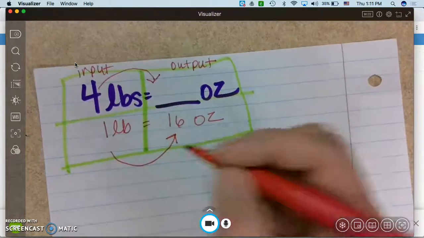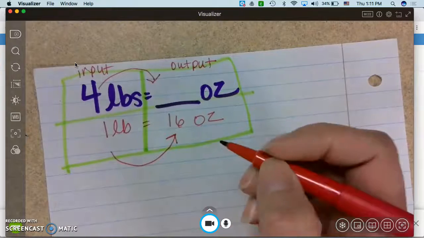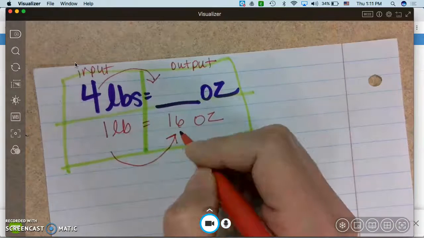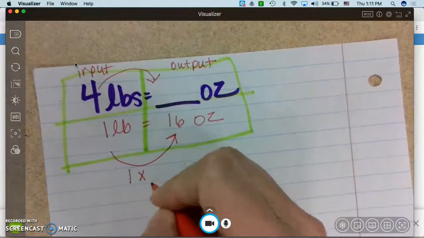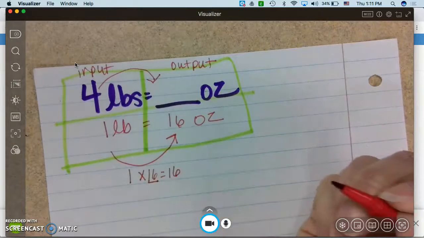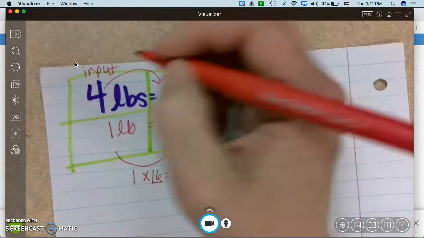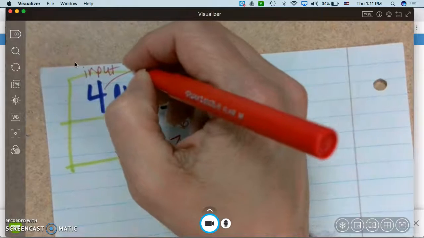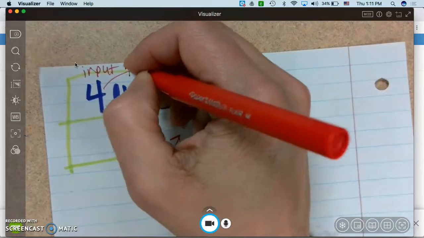How can I get from 1 to 16? If it's getting bigger, you're going to multiply. If it's getting smaller, you're going to divide. It's getting bigger, so I know I'm going to multiply. And then I need to think 1 times what equals 16? Well, 1 times 16 equals 16. So if you multiply by 16 on the bottom, then what do you do on the top? Multiply by the 16. Good.